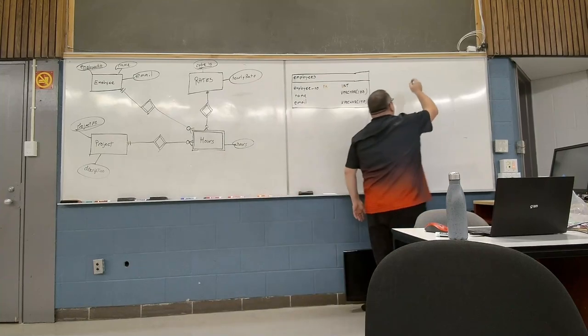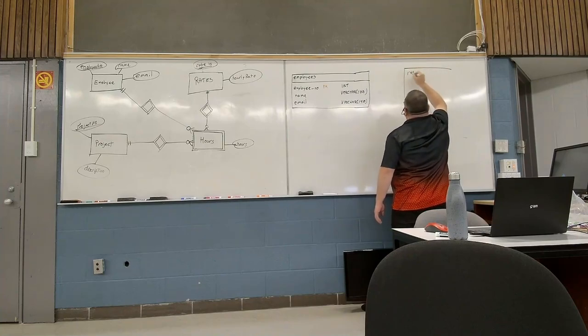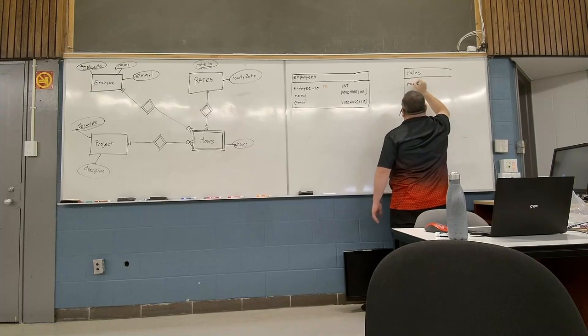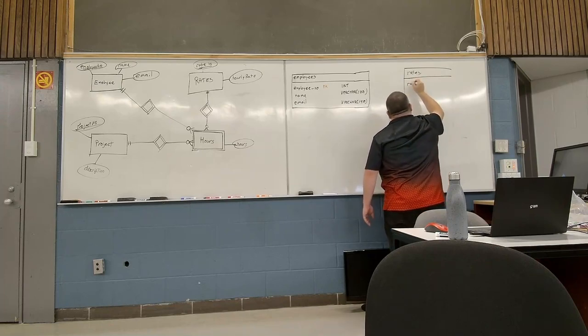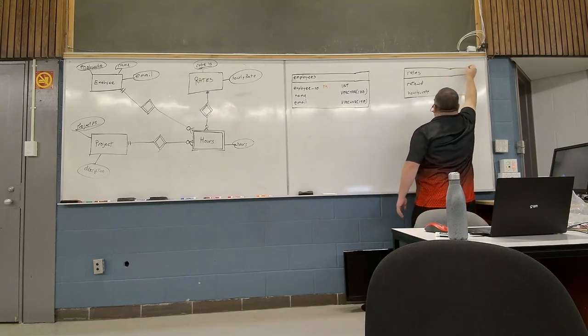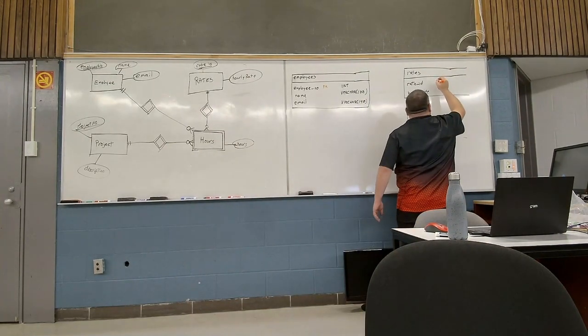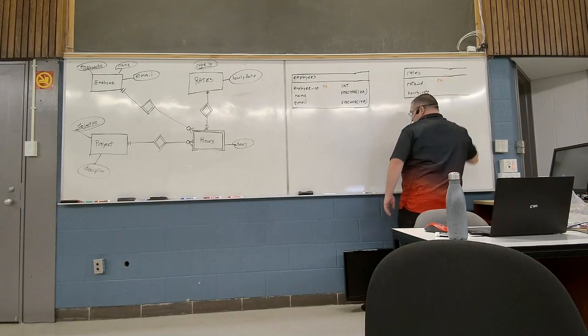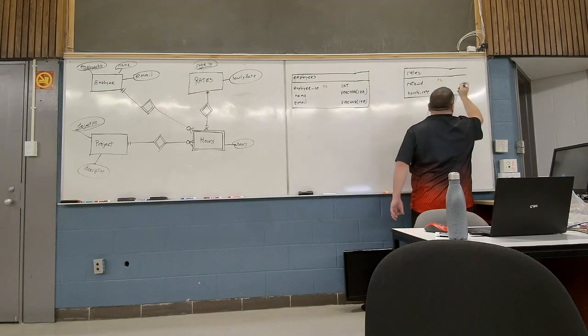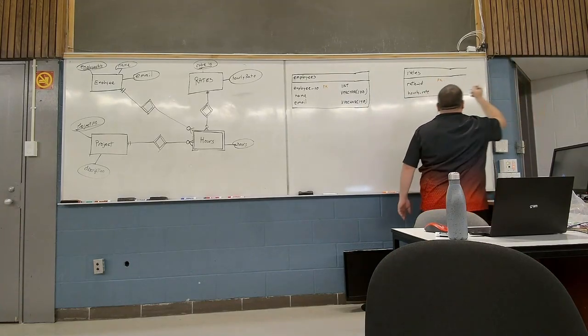So we're going to do our rates up here. And we have our rate ID and our hourly rate. That's going to be our primary key because we said it was. Again, the rate ID looks to be a number, so integer.